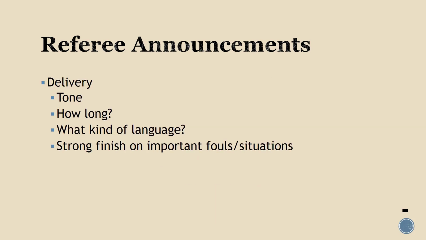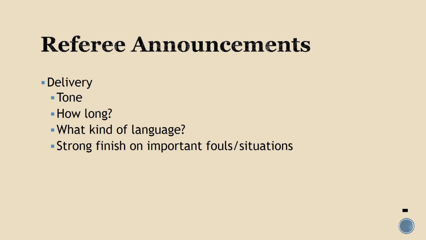Some ideas for the delivery of your referee announcements are that you use an even tone. You don't want to be yelling into the microphone. You don't want to appear to be angry. You just want your tone of voice to be very even keel. You want to keep your messages relatively short, although you don't want to abbreviate. So make sure that you explain the penalty, explain the yardage, but do not abbreviate, and do not use football language. Make sure you use language that everybody will understand.